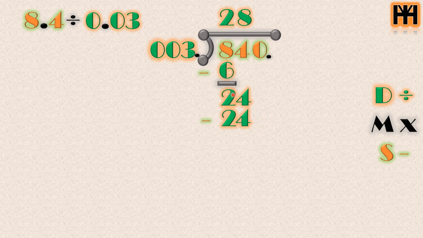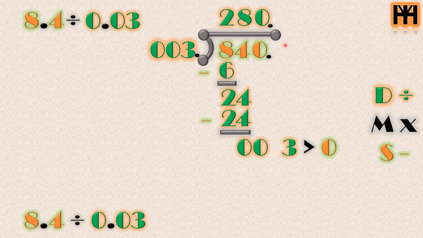Then the last step, subtract them. So it's 0. Don't forget to take this 0 down because it came from above. We have to try to divide them. But 3 is greater than 0, so 0 can't be divided by 3. So we'll place another 0 here. So that's it, the result of this division. But before that, don't forget to bring the decimal point up there. So the result of this division is 280.